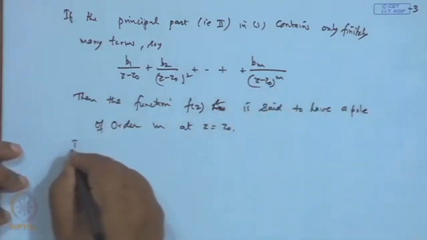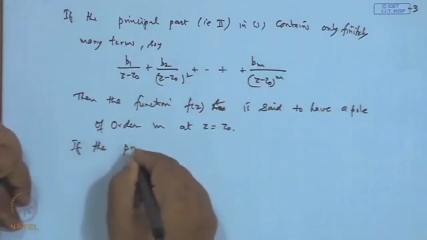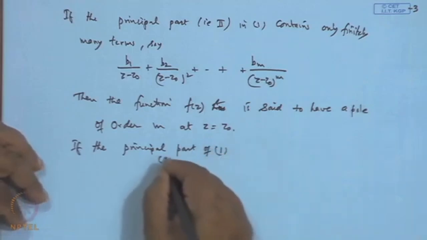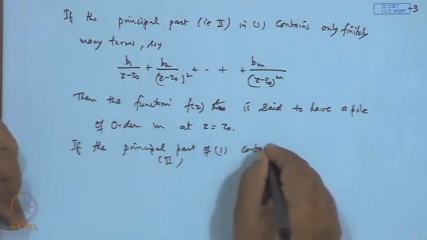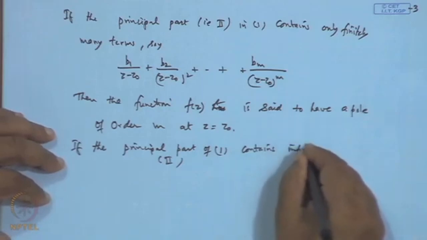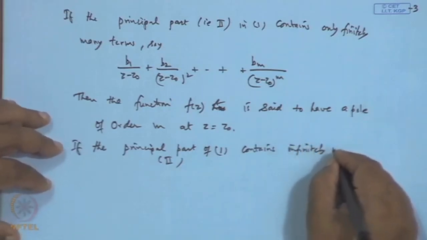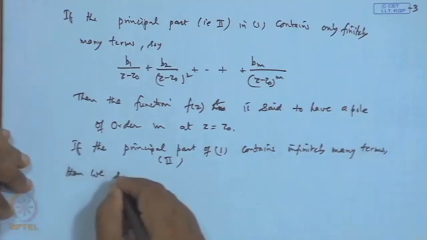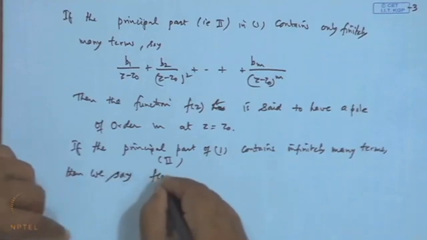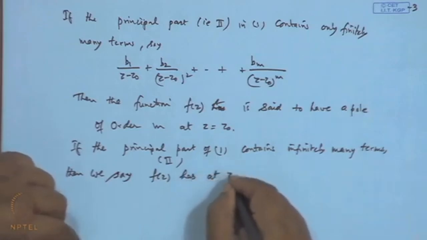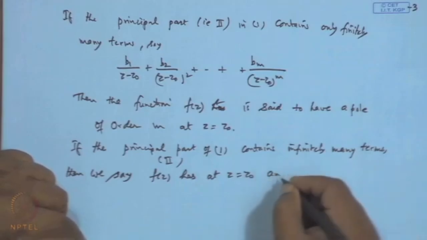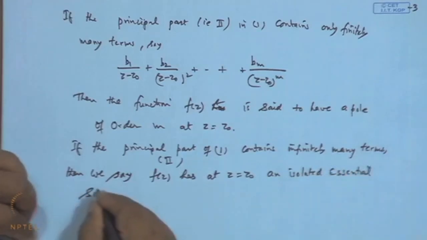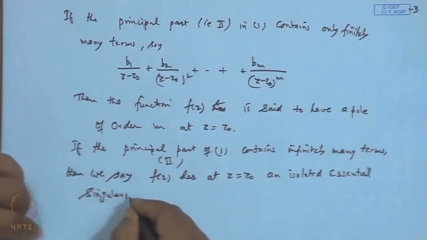Now, on the other hand, if the principal part of the series 1, that is the second part of series 1, contains infinitely many terms, then we say the function f(z) has at z equal to z naught an essential singularity, an isolated essential singularity.